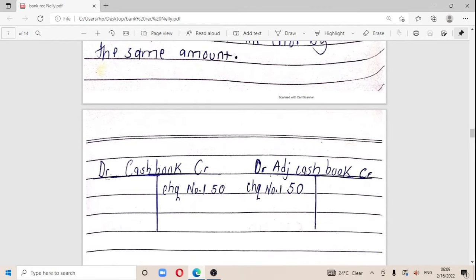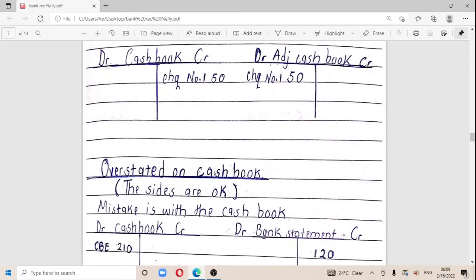So this is what I'm talking about. On the cash book in the question, you'll be having a check number 1, but they dishonor it. So you'll come on the adjusted cash book on the other side, which is the debit side, this side, and then you put the check number 150, and it will cancel out with the other one. So that's how you remember. The trick here is a credit side reduces by passing a debit. So I've reduced the credit side, you're passing a debit side, and they will cancel out.